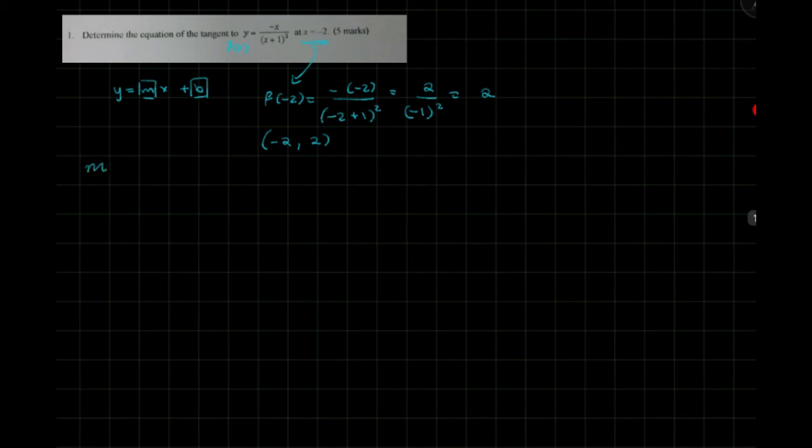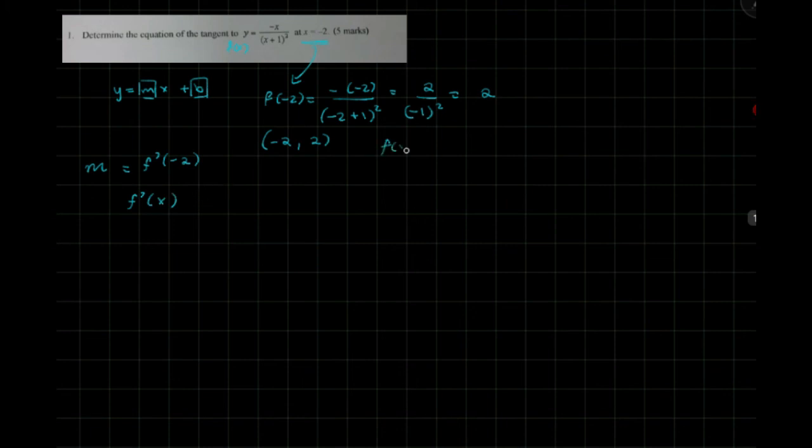Now, in order for us to find the slope of the tangent, we need to find the derivative function f prime of x, but we're specifically finding the slope of the tangent at x equals -2. So we're basically finding f prime of -2. So f prime of -2 just means the slope of the tangent at x equals -2. So let's find the derivative function.